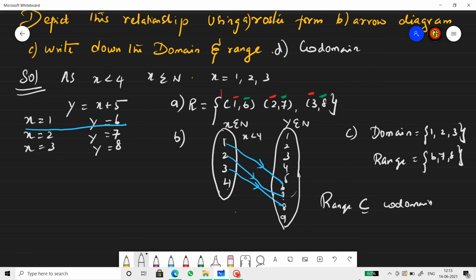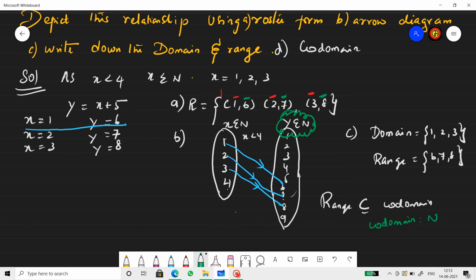Okay, so y are the elements of range. Y belongs to which set? Y belongs to the set of natural numbers, right? So codomain set here is all natural numbers. Codomain set is the Y set and Y is all natural numbers.